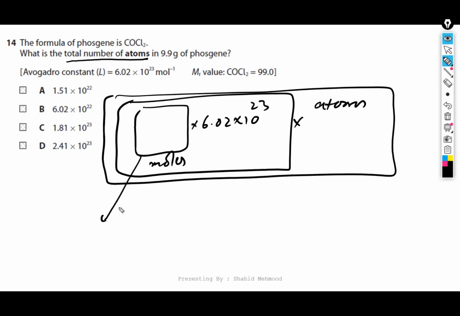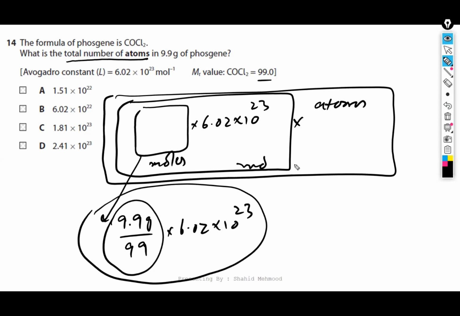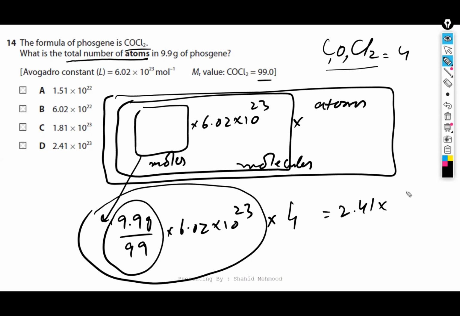See, in this case, to calculate the number of moles, 9.9 gram is given, divided by the Mr, which is 99. This will be the number of moles, times Avogadro's number, which is given to us. So we will get the number of molecules. The second step is for the molecules. Now in each molecule, the number of atoms in COCl2 is 1 and 1 and 2, so the total number of atoms is 4. So here the correct option is option D.